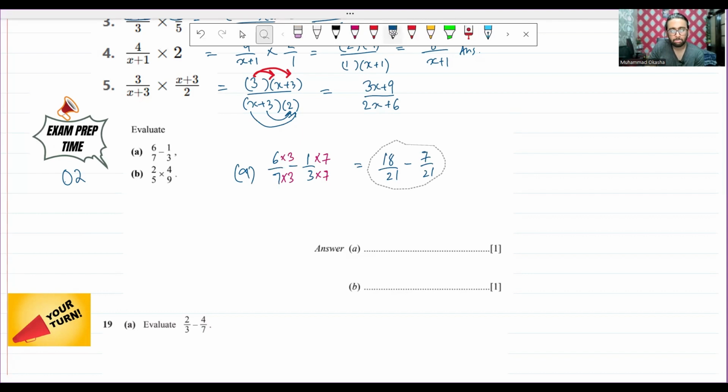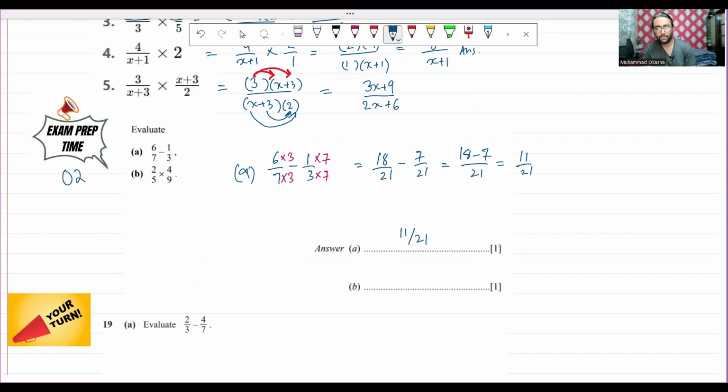So I think I'm all set here. 21. 18 minus 7 would be 11 over 21. And 11 over 21 is your answer. Okay, so I hope it's fine.